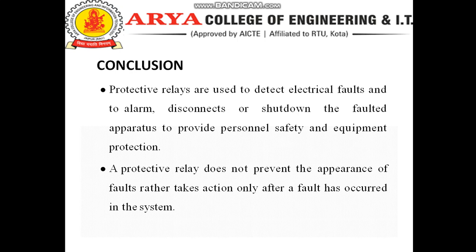Now in this slide we discuss the conclusion regarding the rotor protection of the generator. The first point is that protective relays are used to detect electrical faults and to alarm, disconnect, or shut down the faulted apparatus to provide personal safety and equipment protection. A protective relay does not prevent the appearance of faults, rather it takes action only after a fault has occurred in the system.